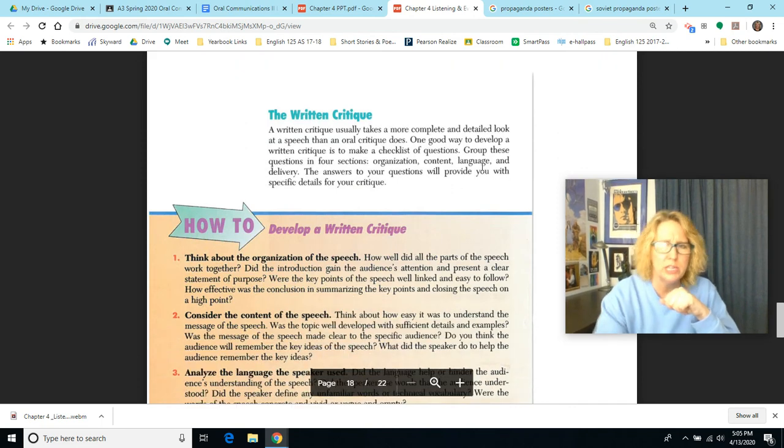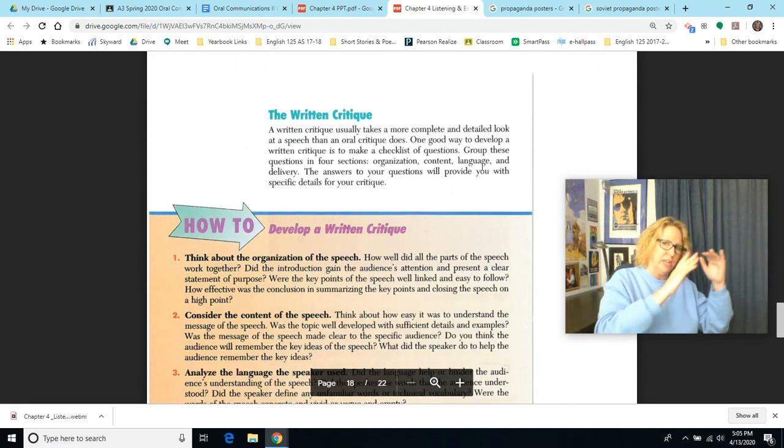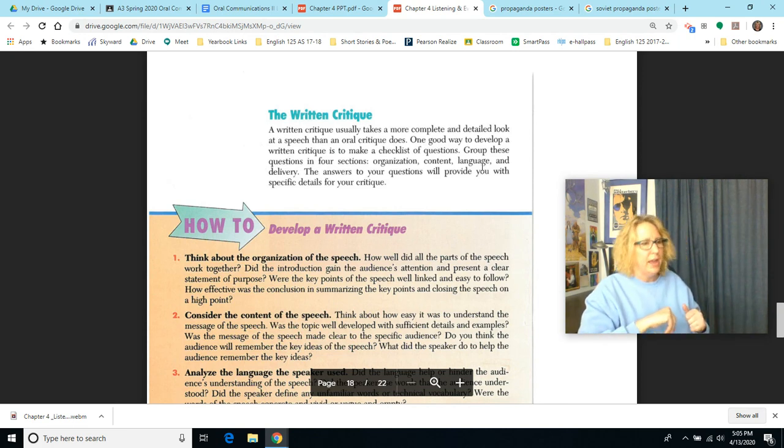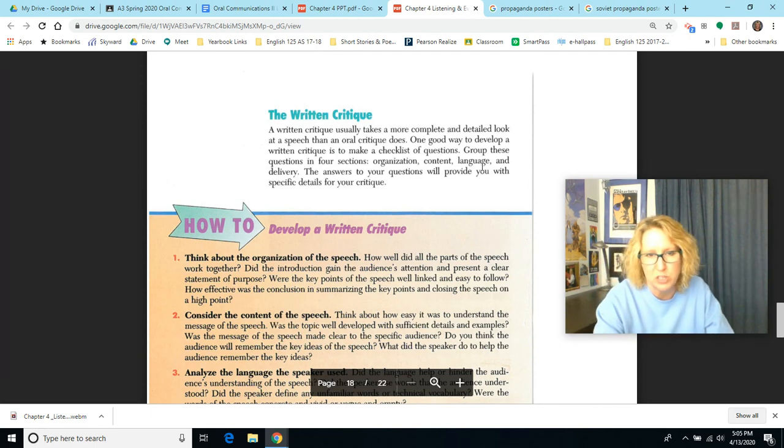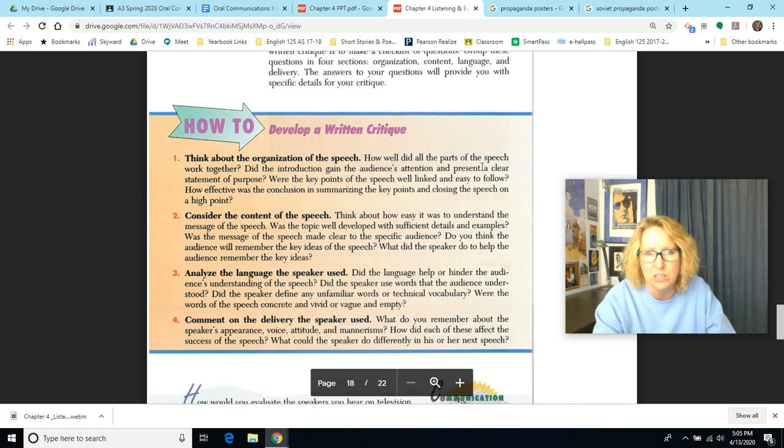The written critique is what I do for you guys all of the time. Your speeches are broken down into lots of categories, everything from how you use language to how you've organized and everything in between. So it's really more complete. It's a good way to help you to develop and help your speeches right along. Now, in the book, it gives us a couple of tips on how to do that.